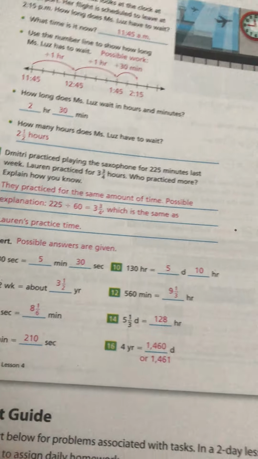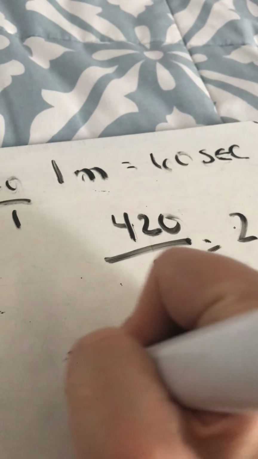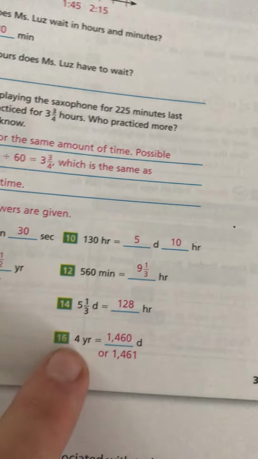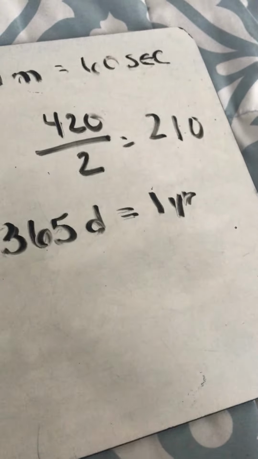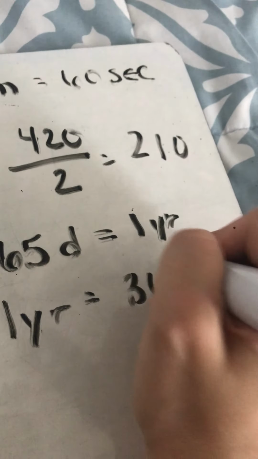And the last problem, 4 years equals how many days? So 4 years, we have to think about how many days in a year. So that's 365 days equals 1 year. And see how I messed up? It's supposed to be from years to days. I wrote it from days to years. You'll never find out what to do if you do it like that. It has to match. We're going from years to days. I'm going to rewrite it. 1 year equals 365 days.